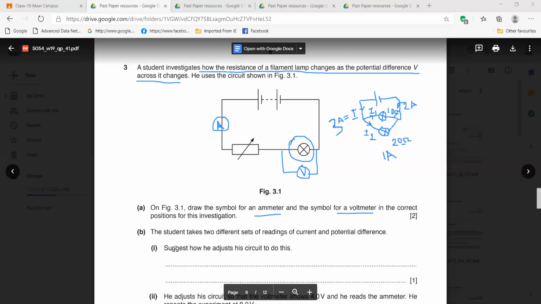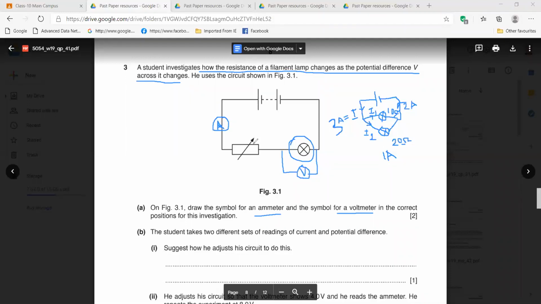Then we are going to the next question, question B1. Can anyone answer this one? We already read the question. By changing the voltage of the battery, like we have here 2 cells, then we can add another cell, right? Then it will increase. Or is there another way?